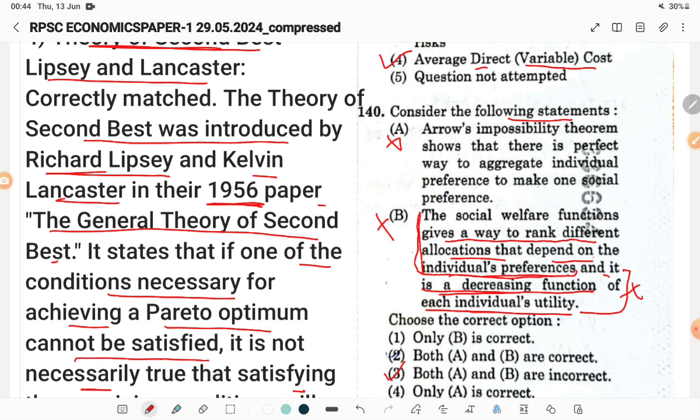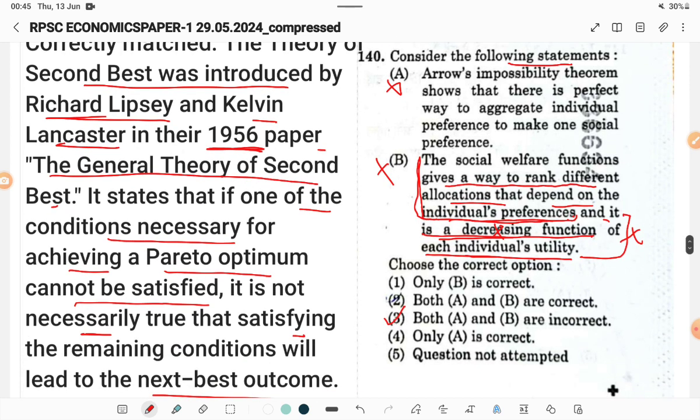The first part is correct. A social welfare function does provide a way to rank different resource allocations based on individual preferences. However, the second part is incorrect. Typically a social welfare function is an increasing function, not decreasing, of individual utility. This means that all else being equal, if an individual's utility increases, the social welfare should not decrease. So the third option will be the right one. A and B are incorrect here.